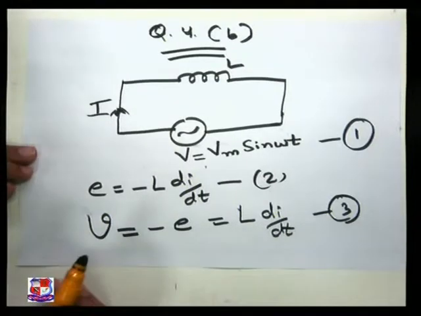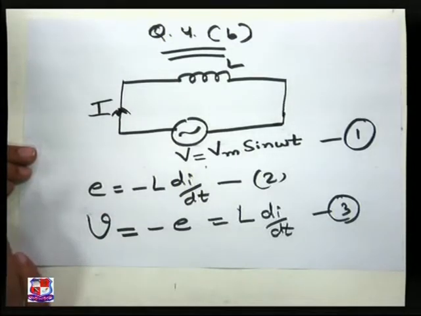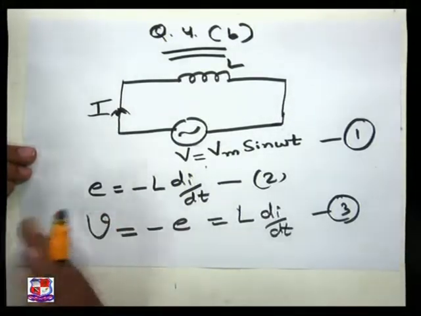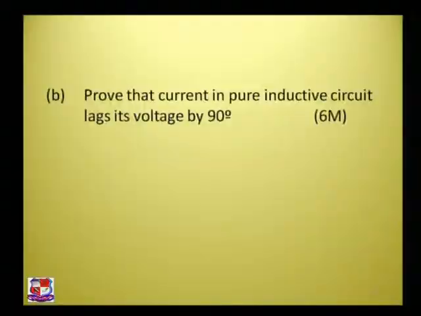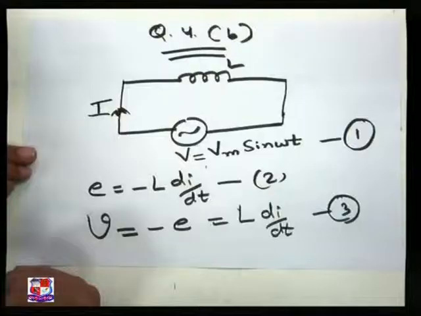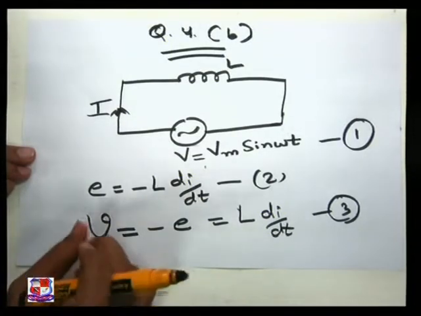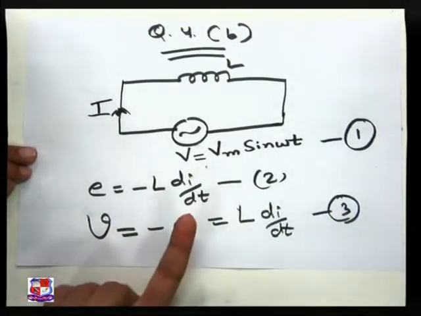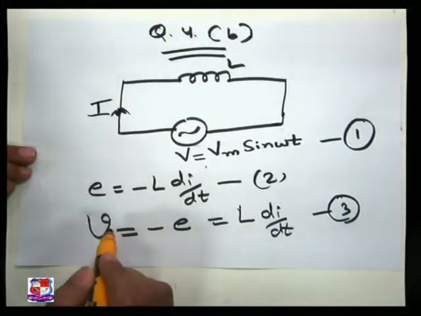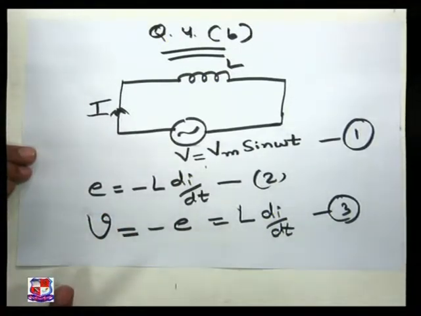Up to now, we have drawn a circuit with an alternating voltage source and a pure inductor, because we have to prove that the current in a pure inductive circuit lags its voltage by 90 degrees. We are considering an inductor that is purely inductive in nature, and because of the alternating voltage we are getting some self-induced EMF, e equal to minus L di by dt, and the minus sign shows that it is an opposing EMF. This EMF will be equal and opposite to the voltage we are applying in the circuit. So we can write all these three equations, right?